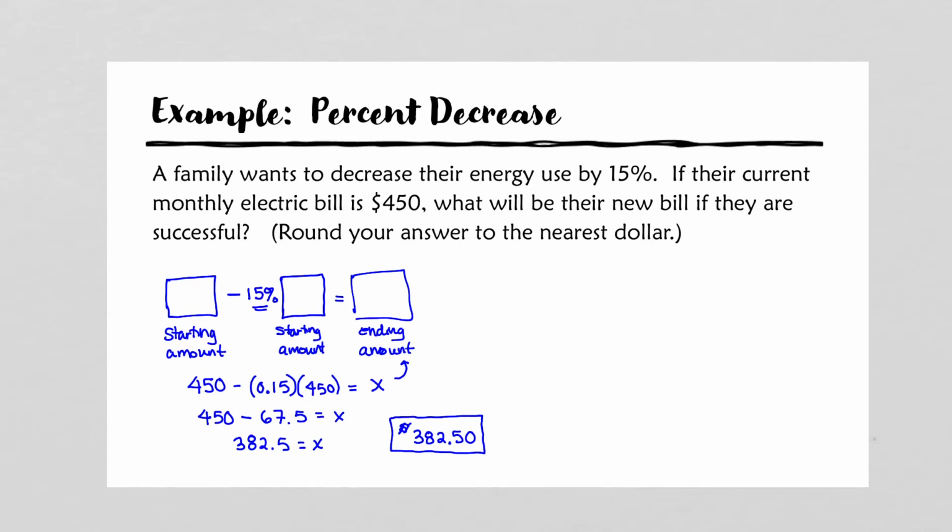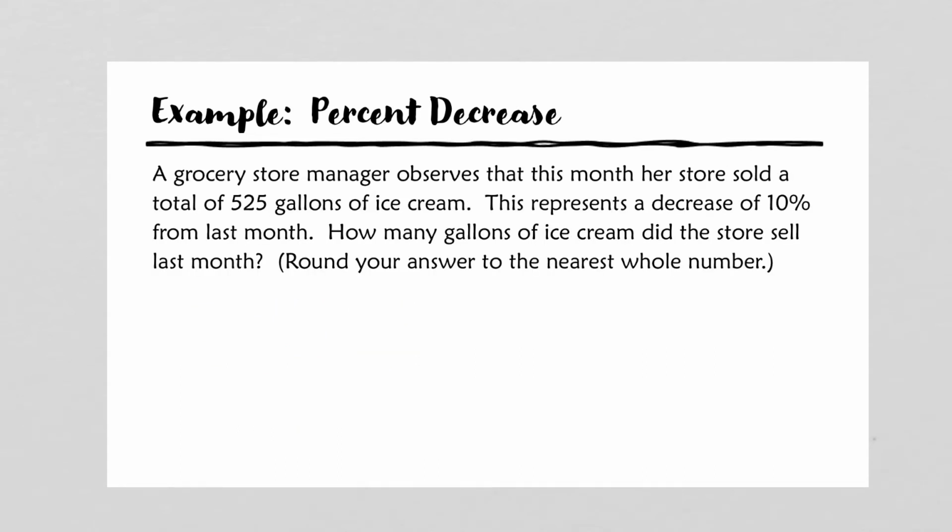Let's take a look at another example using percent decrease. A grocery store manager observes that this month her store sold a total of 525 gallons of ice cream. This represents a decrease of 10% from last month. How many gallons of ice cream did the store sell last month?